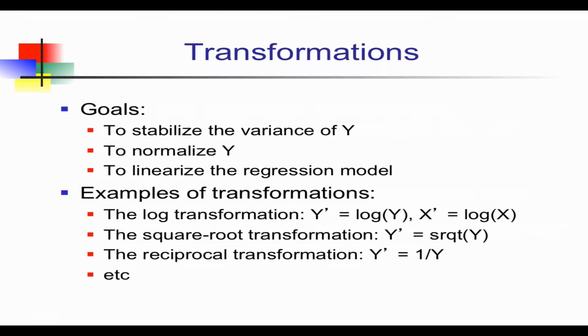Some examples of transformation are log transformation, square root transformation, or you can take the 1 over transformation. But there are a lot of restrictions to those transformations as well. For example, both log transformation and square root transformation can only apply to positive numbers, right? And the goal of those transformations is really first trying to stabilize the variance of y, or trying to normalize y, or trying to make the relationship between y and x closer to a linear relationship.